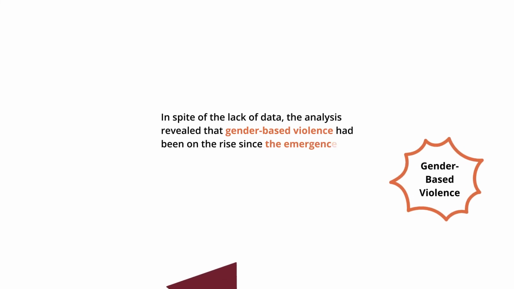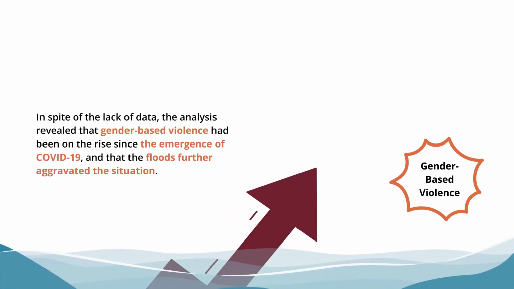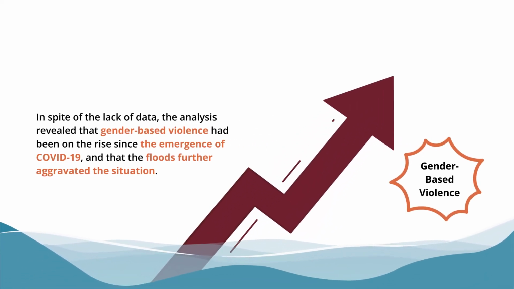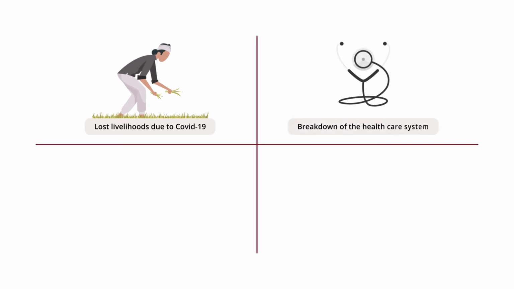In spite of the lack of data, the analysis revealed that gender-based violence had been on the rise since the emergence of COVID-19, and that the floods further aggravated the situation. The floods also worsened the socio-economic situation for those who had lost their livelihoods due to COVID-19. Among them were many women and girls and female-headed households. It showed that the breakdown of the healthcare system put the lives of pregnant women and infants at risk.